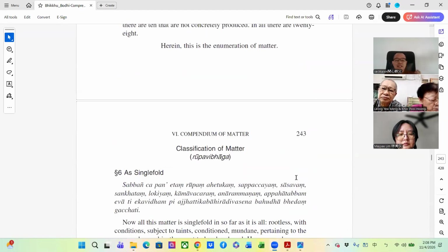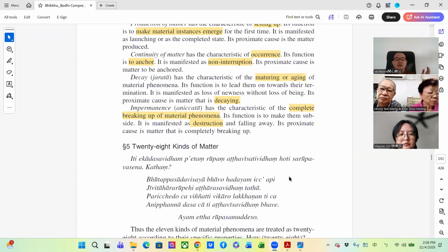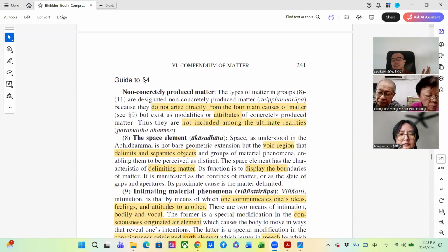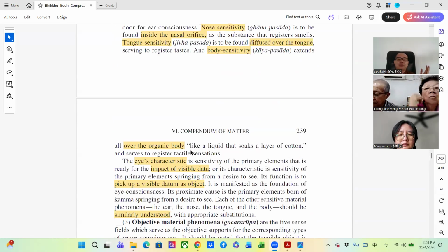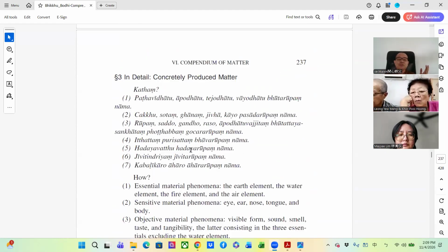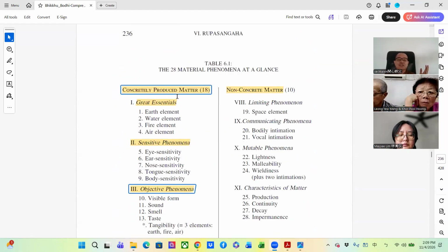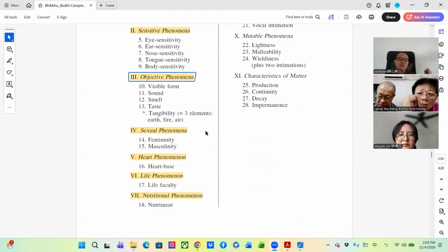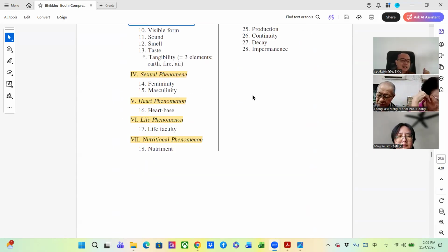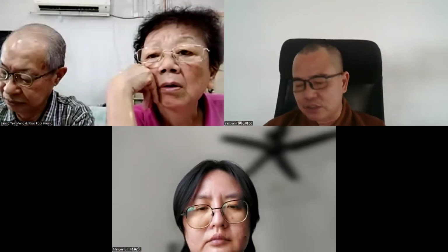So in the previous lesson, we already finished knowing all the different rupa, which is the concretely produced and non-concretely produced. Just remember that the concretely produced is what we will use to do the vipassana. In this section, there are totally 18: the great essentials, sensitive phenomena, objective phenomena, sexual phenomena, heart phenomena, life phenomena, and the nutritional phenomena. Basically, it could be seen from the perspective of quantum physics, and sometimes it's just at the extent of the cell in biology.